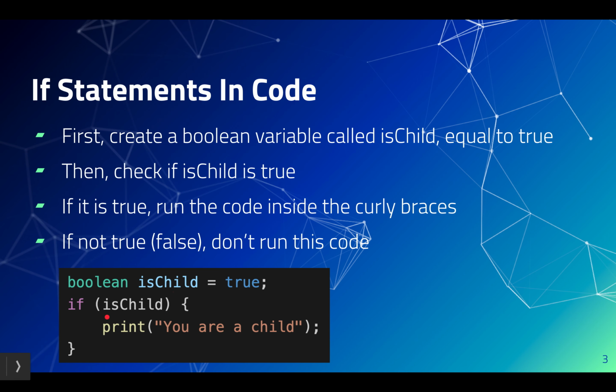Now we put whatever code we want to run inside these curly braces. This program will check if isChild is true, and only if it's true will it run the print statement. If it's not true, like if we had originally set this to equal false, then the program would ignore this whole block of code, this print statement, and just continue with the rest of the program.